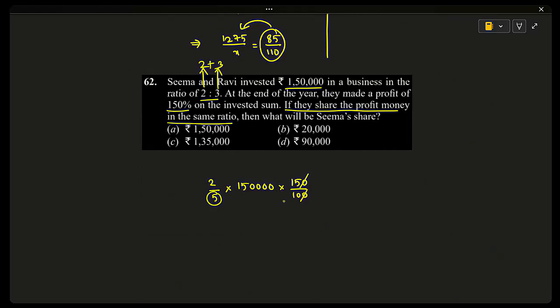0, 0 cancel, 0, 0 cancel. With 5 we can do now. 5 3s are 15, 0, 0, 0. Now multiply to get the answer. 2, 3, 15. 15 6s are 90, followed by 3 more zeros. 90,000 rupees, option D.